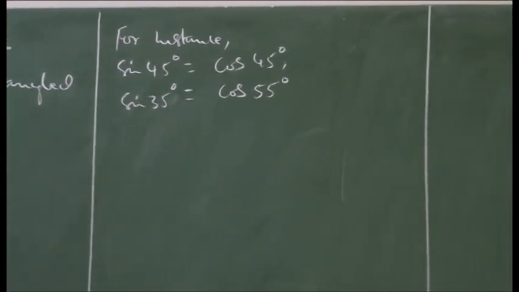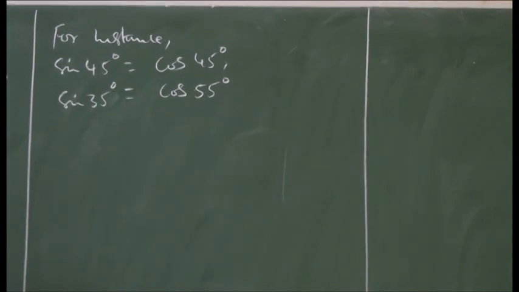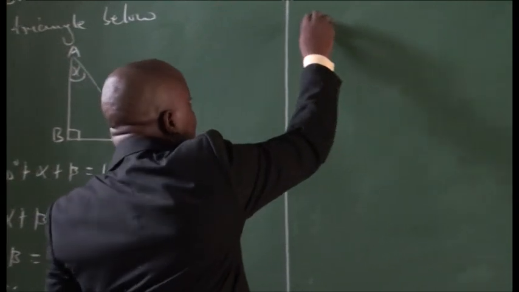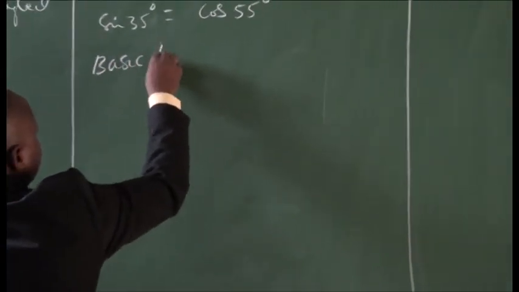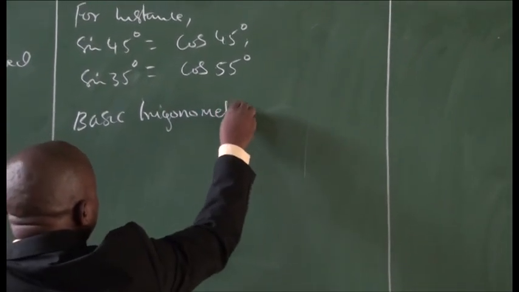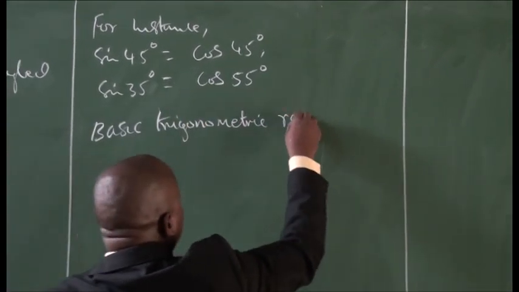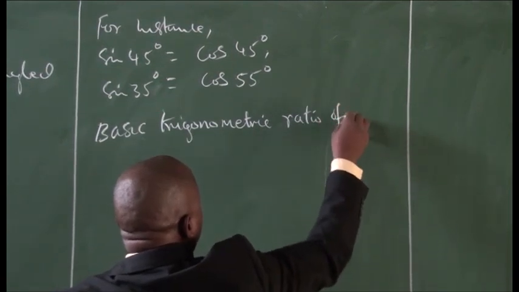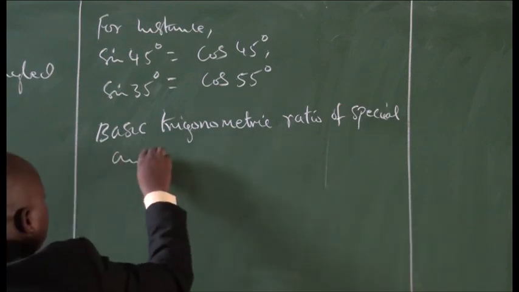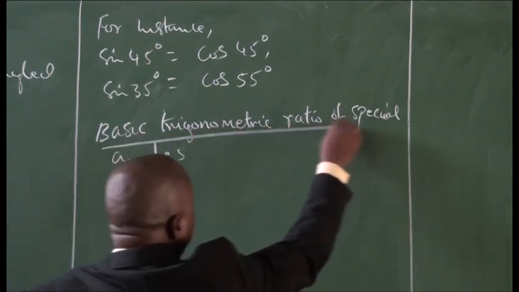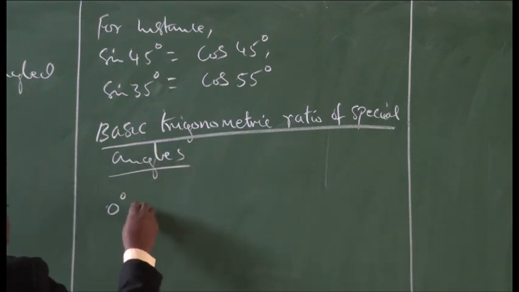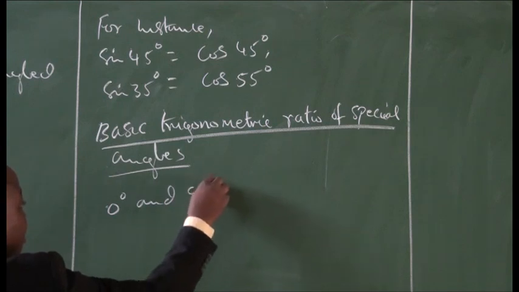All right, that takes us to basic trigonometry ratio of special angles. We start with 0 degrees and 90 degrees.